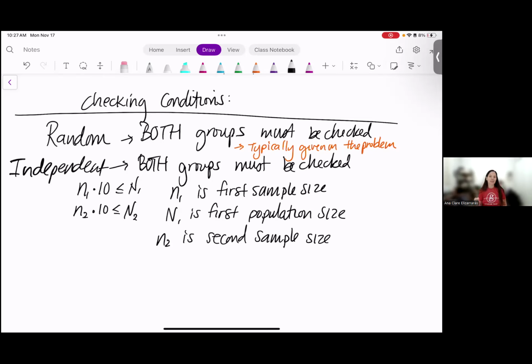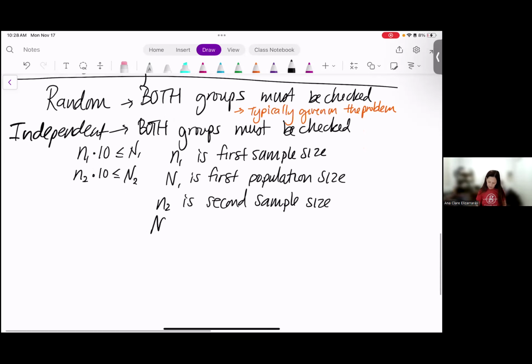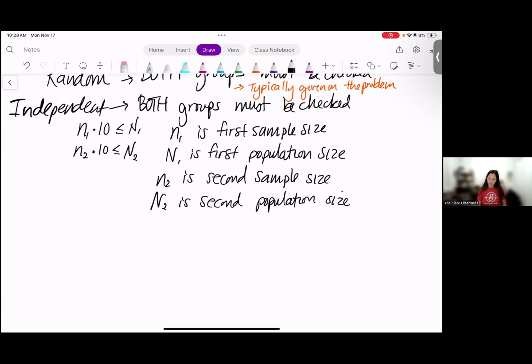A lot of times they're not going to tell you which one is which. You decide and follow through, and your calculations will work out the same. If one is positive, your test statistic will be positive, if the other way, test statistic will be negative, and the follow through works out the same for both of them. And then N2 is the second population size. Okay. So far, so good.